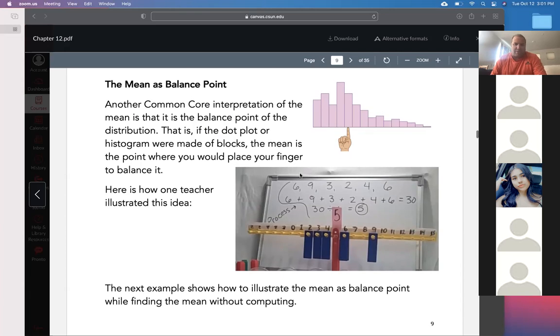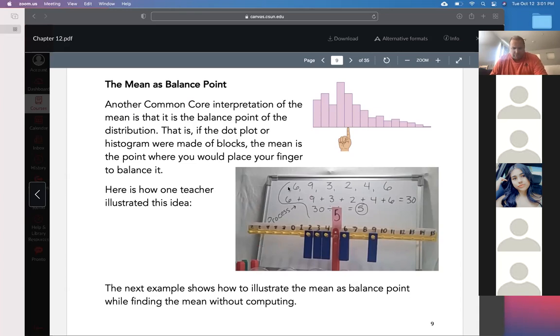Okay, so now we have the mean as the balance point. We've already done this before. Another interpretation is the balance point. If you were to literally build this contraption physically, like the picture there, and balance it, the mean is the point where you would place your finger to balance it. So here's how one teacher illustrated this idea.